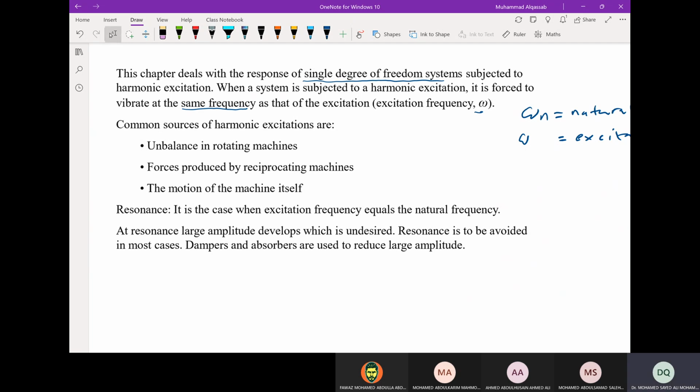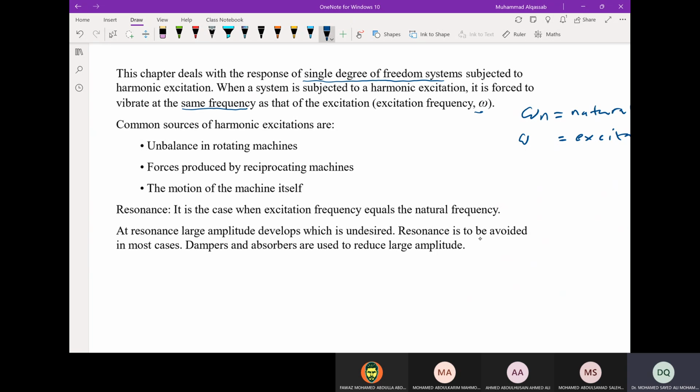Okay, so it can be greater than omega. Omega can be greater than omega n, can be less than omega n, can be equal to omega n. Those are the three cases.